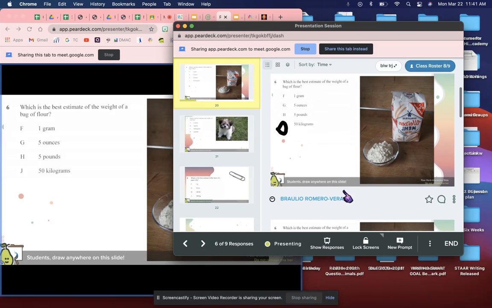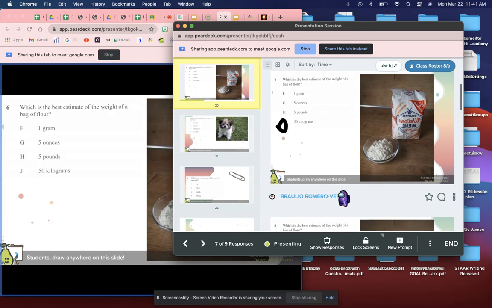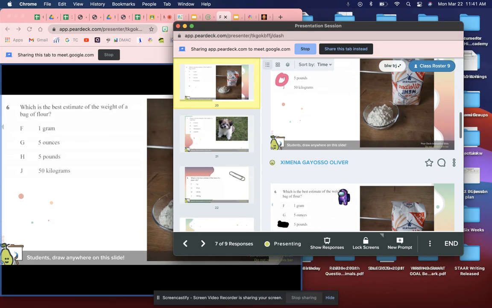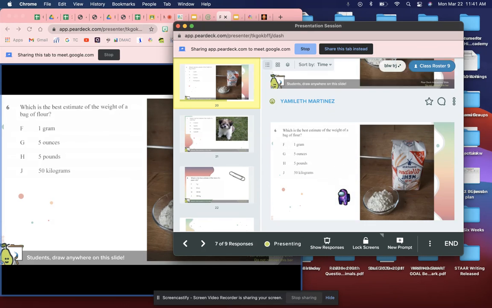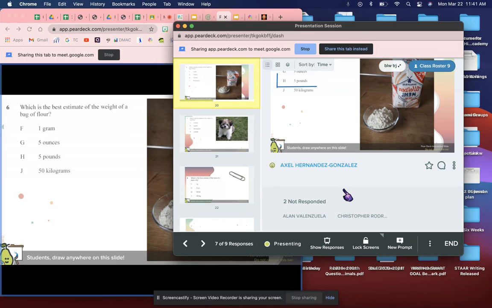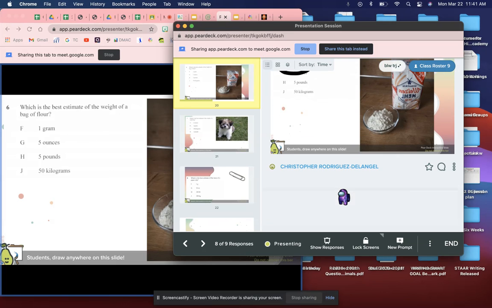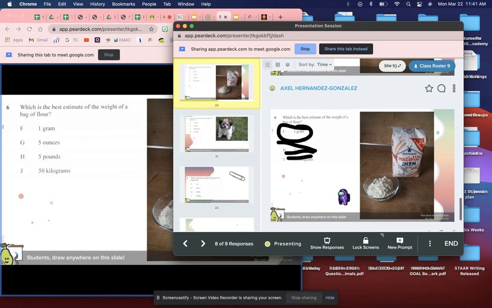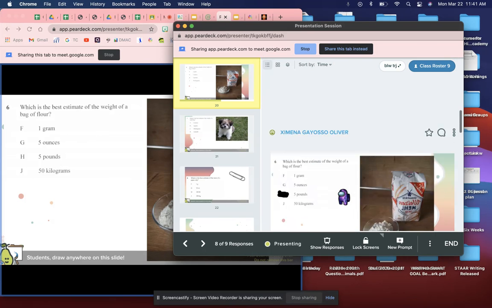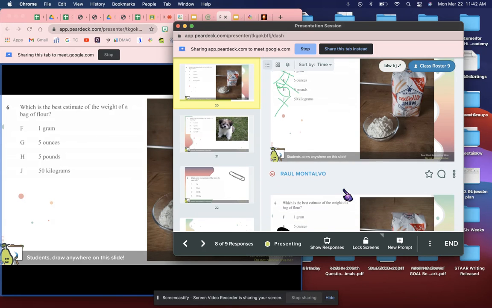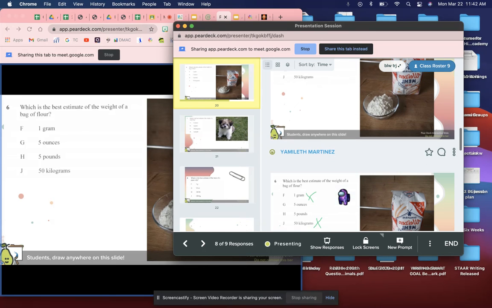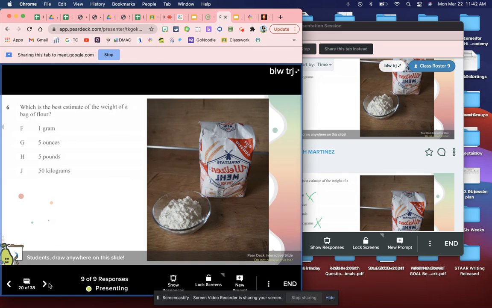Be careful, Braulio. Kilograms es de Mexico. Good job, Jimena. Good job, Jamilet. Good job, John. Good job, Axel. Christopher, grams es de Mexico. Be careful. So the correct answer should be 5 pounds, 5 libras, right? For the bag of flour.